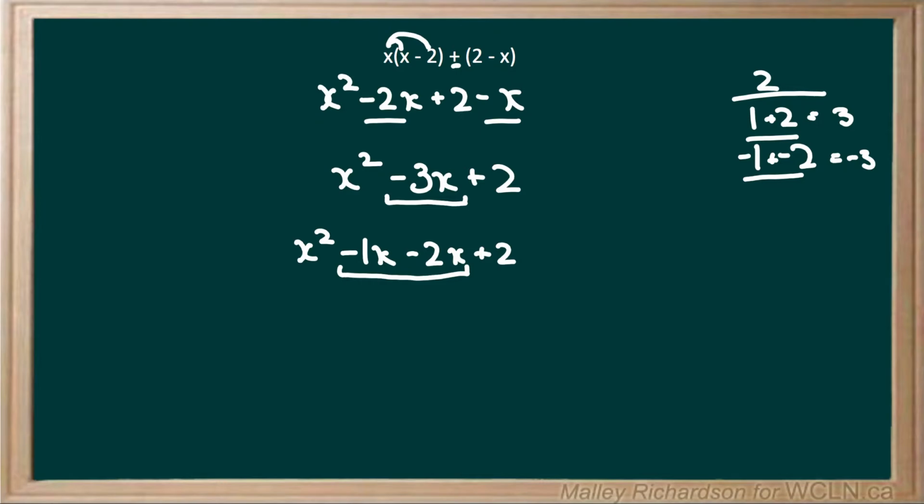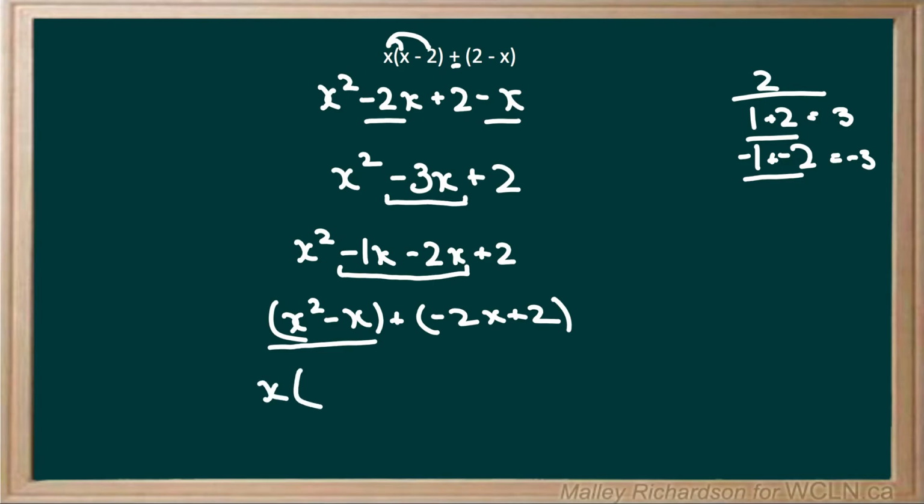Now that we have these two different terms in place of our negative 3x, we're going to break it into different brackets. We'll have x squared minus x in brackets, and then we're going to add that to negative 2x plus 2. Now we have two different sets of brackets. Let's first factor out the greatest common factor of our first bracket. That would be our x, so let's take out an x. When we take out an x from x squared minus x, we're left with x minus 1.